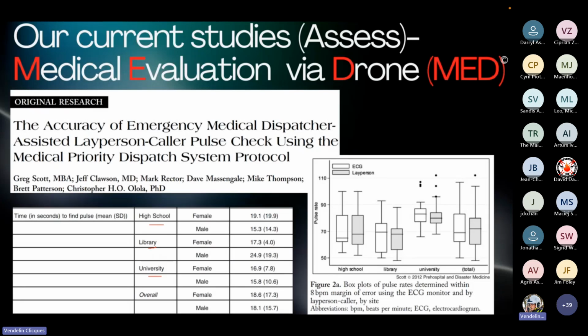And this research is about laypeople who don't know how to check the pulse at all. Dispatchers teach them over the phone how to check the pulse, and it's compared with the echocardiogram, the medical machine. And now you can think we have drones, we have the video, so we can zoom in very clearly to see whether the hand is correct or not, and where it is placed. So the accuracy is also the same.